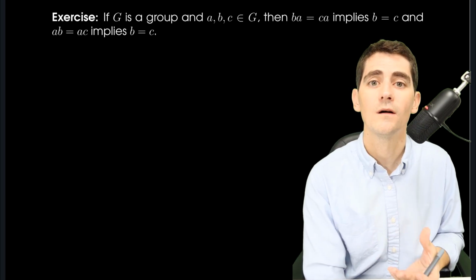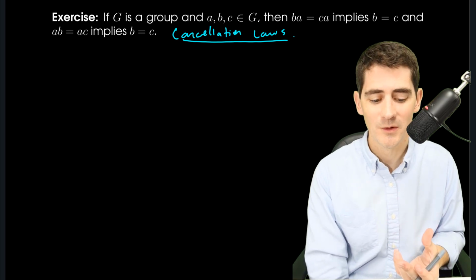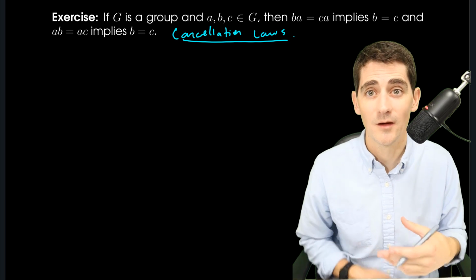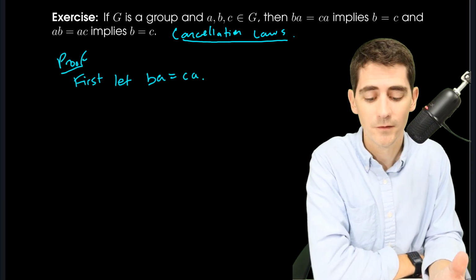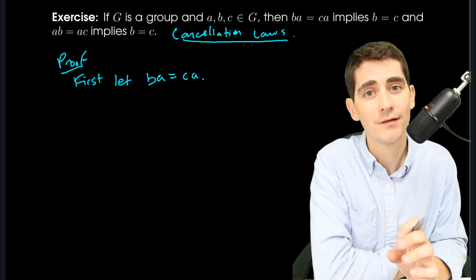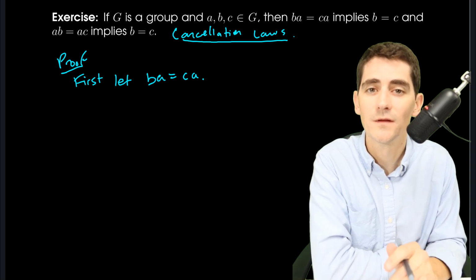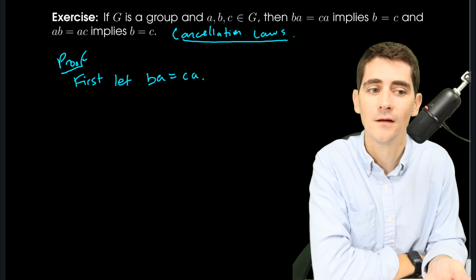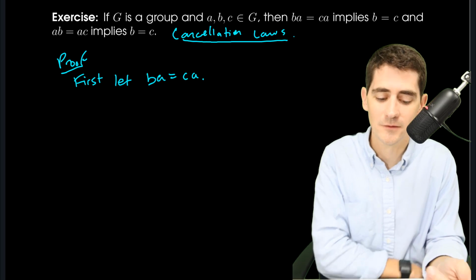So this is what we would call our cancellation laws. And if we're trying to solve equations in these group environments, we would like to be able to say if BA equals CA, then that implies B equals C. All right, so let's take a look at this. So first, let's let BA equal CA. Now, an important part of the group is that we have an A inverse. So what I'm going to do is multiply both sides of this equation on the appropriate side, here on the right side, by A inverse.